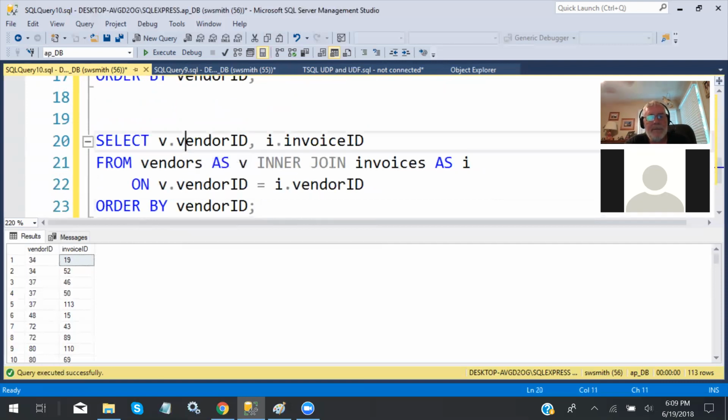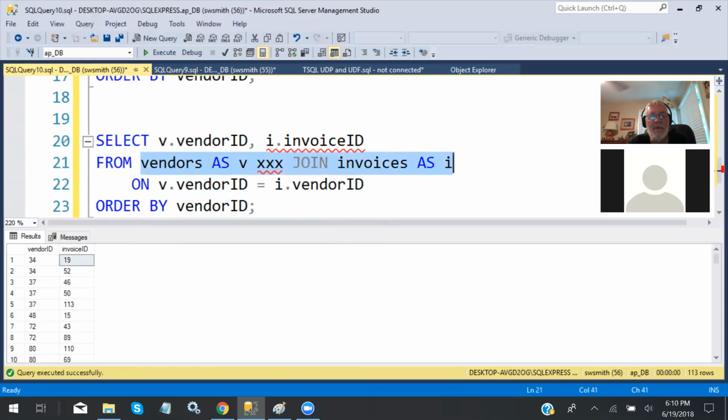Okay, we have two tables in here. We have vendors as V, and I'm going to take out that inner join right now. Let's put a placeholder in there: invoices as I. There is a table on the left. Vendors is on the left. Invoices is on the right, and we read from left to right across that way. Now, when we are talking about an inner join, it doesn't matter. Put them any way you want.